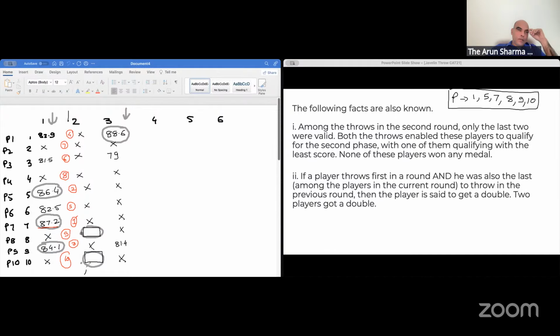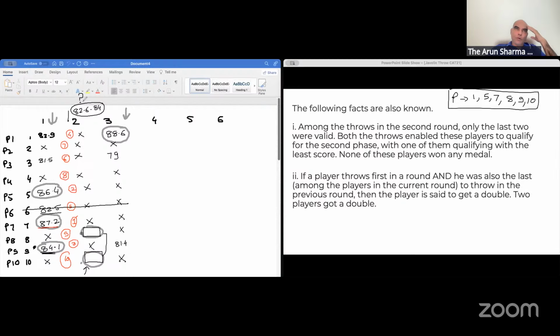And of these two throws, one of them is the lowest. Now, we know that P6 is not qualifying with 82.6 and the lowest qualifier is 84.1. So one of these two throws, I don't know which one, has to be between 82.6 and 84. That means good enough to qualify, not good enough to beat P9's qualifying throw, and better than P6's throw because P6 is not qualifying. So one of them is 82.6 to 84.